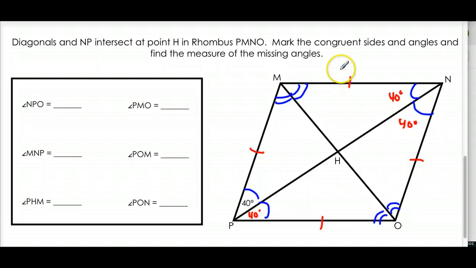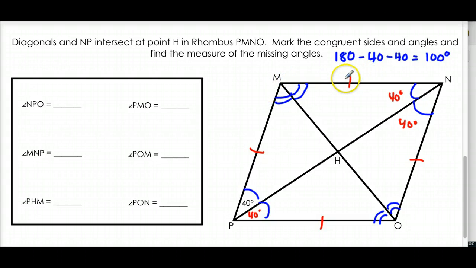And this is an interesting question. What we're going to do is start by finding the whole angle M. And as we did in the last problem, we take 180, because we know P and M are supplementary, and we're going to subtract those two 40 degrees from it. And that gives us 100. So the whole angle M is 100 degrees.